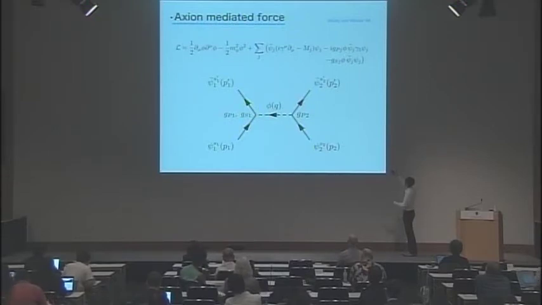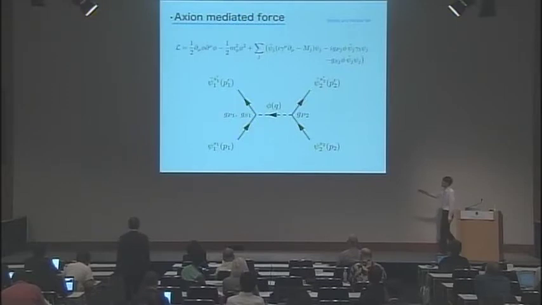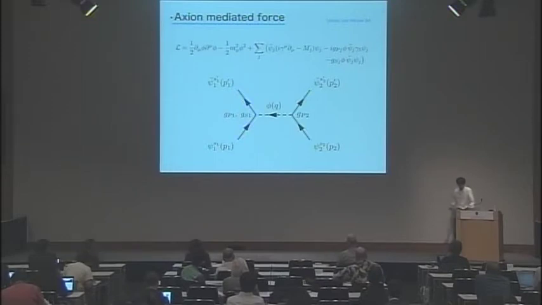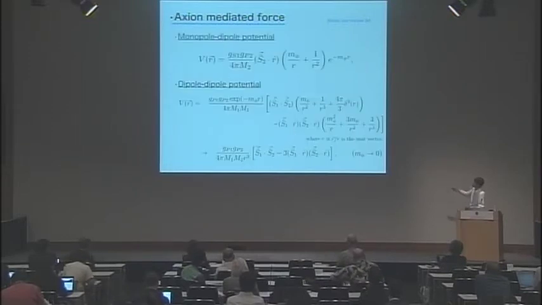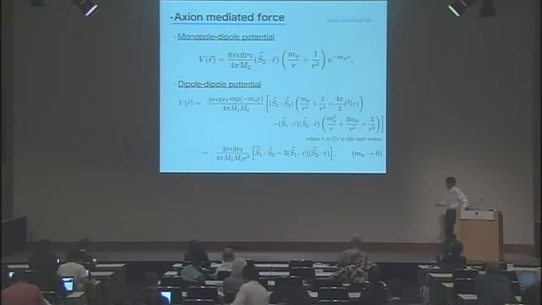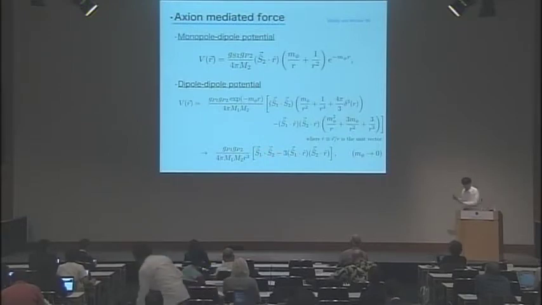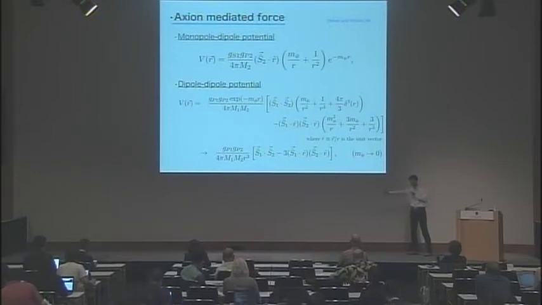And also, if CP is broken, it can have this scalar coupling to fermions psi. By exchange of the axion, the new force appears between psi1 and psi2. Depending on which interaction you use, you get either a monopole-dipole potential or a dipole-dipole potential. Both are spin-dependent. In the limit of the massless scalar field, you can clearly see the dipole structure here. And the sign of the potential is, of course, physical because it determines whether it is attractive or repulsive.